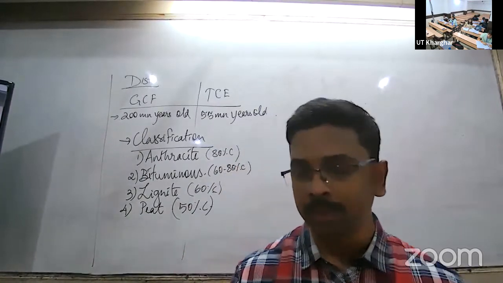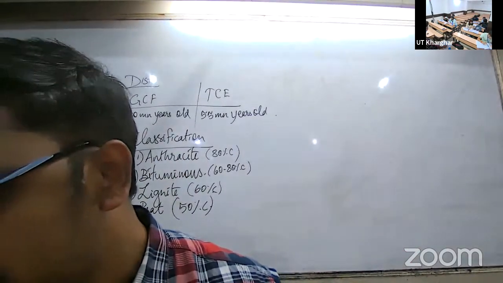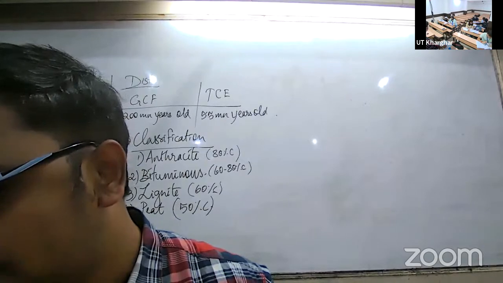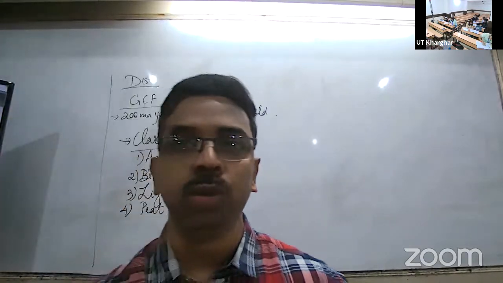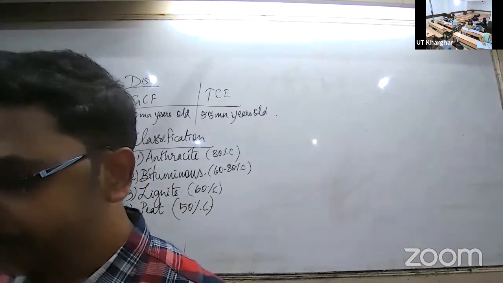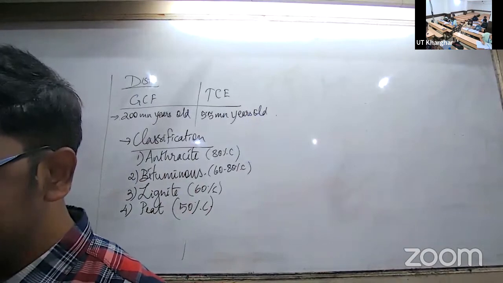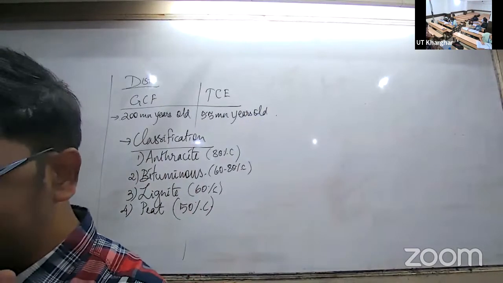Then bituminous, they have said, subjected to increased temperature, most underlined, or circle the word, widely used coal. Bituminous, widely used coal, and found in, open bracket, Rajasthan, and close bracket, in Jammu Kashmir.